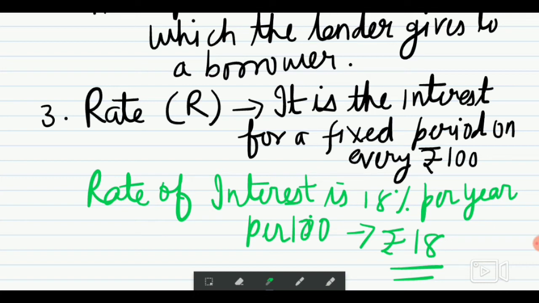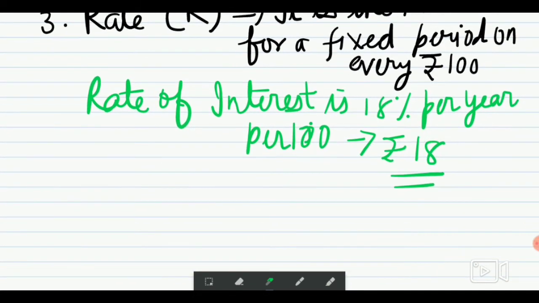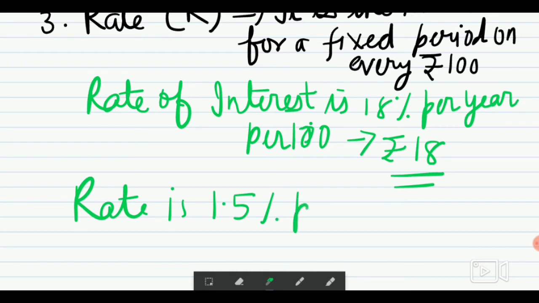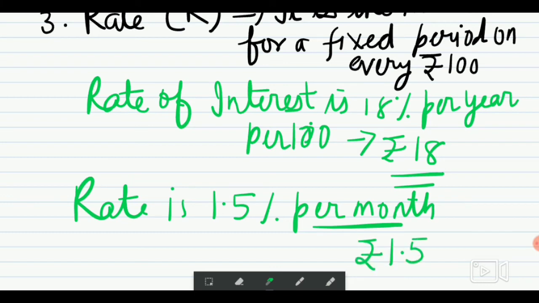Suppose the rate is 1.5% per month. Per month means the interest of 1 month on rupees 100 is rupees 1.5, meaning 1 rupee 50 paisa, that is per month. So it depends upon the different interest.